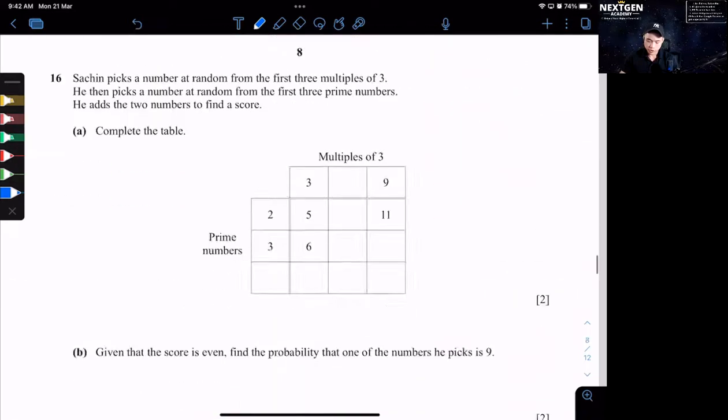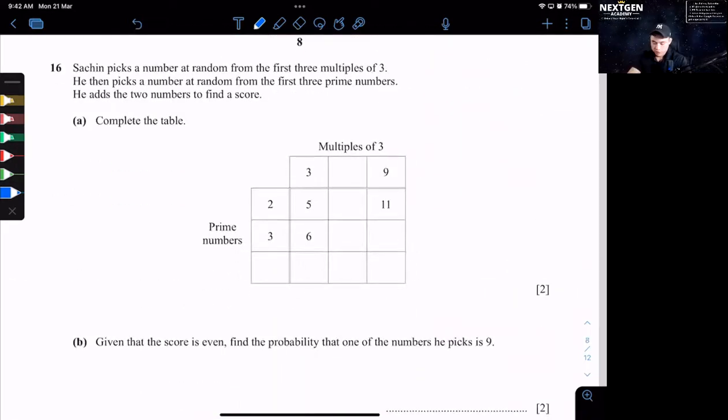Okay, let's go. Question 16. Sachin picks a number at random from the first three multiples of 3. So you'll see here, multiples of 3. He then picks a number at random from the first 3 prime numbers. So over here is first 3 prime numbers. He adds the 2 numbers to find a score.